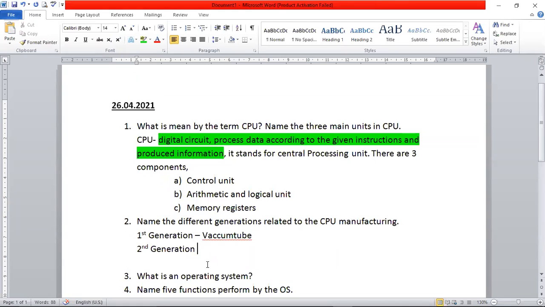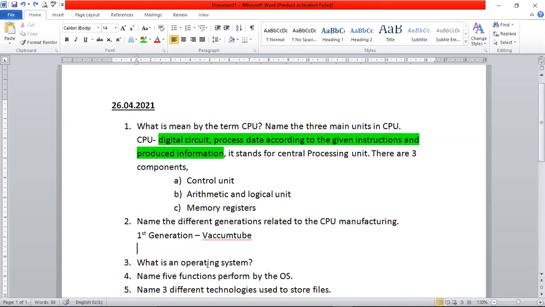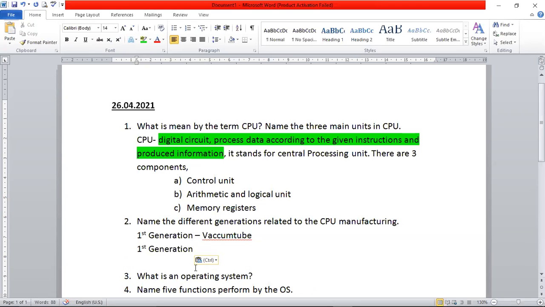Right. Now what I have done here, I have taken a copy, no? Control Z. Control Z to undo. Right? Control Z to undo. Now I am using Control and V. Control and V. CTRL plus V. I'll tell you, right? You will have to listen now. Now second generation. Okay, second generation.